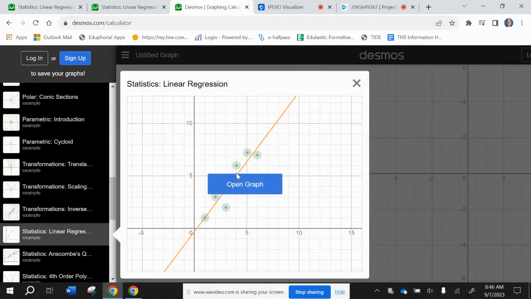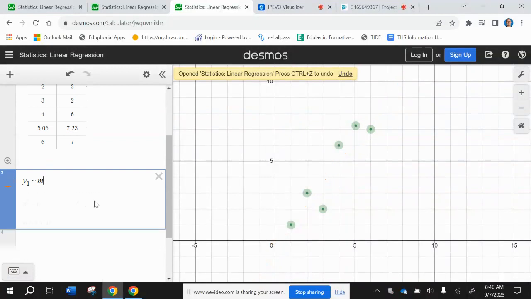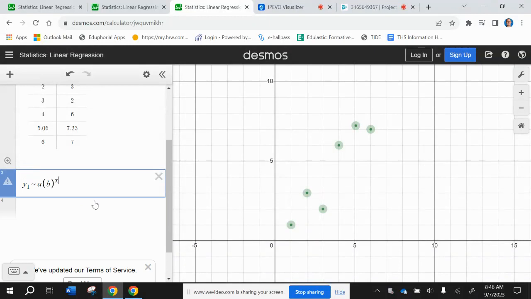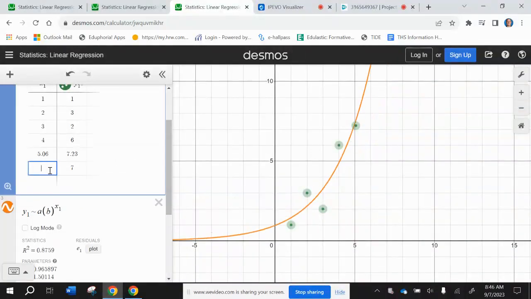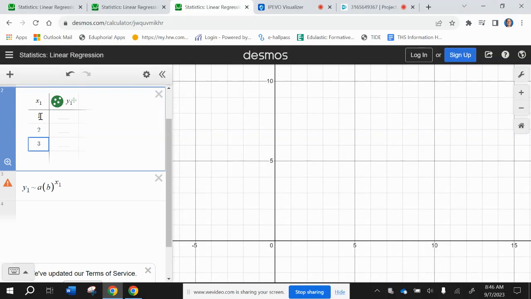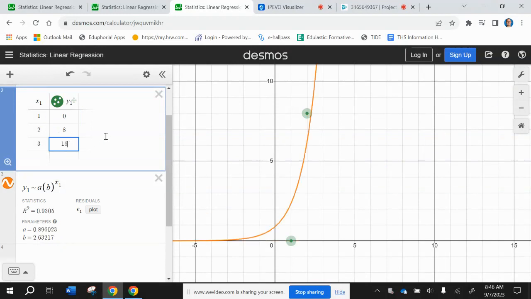So statistics, linear regression, open graph. Now we want to change this to exponential. Okay, and so let's change the points. So then that's 1, 2, 3, 0, 8, 16. You can see that it doesn't go through the points. The r squared value is not 1, so it's not an exact match.